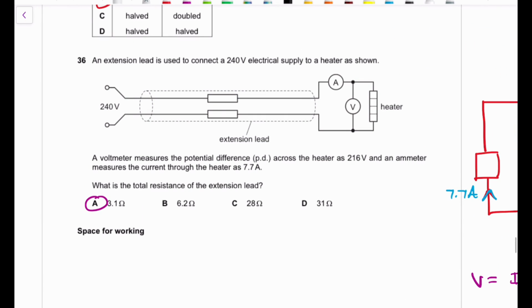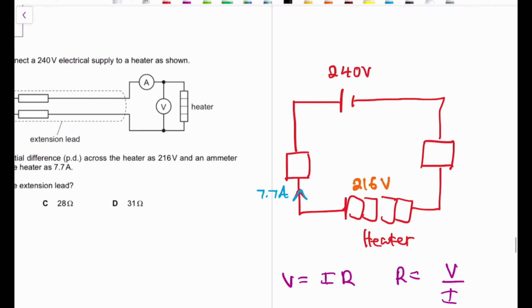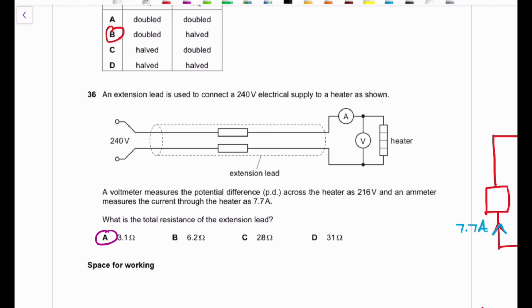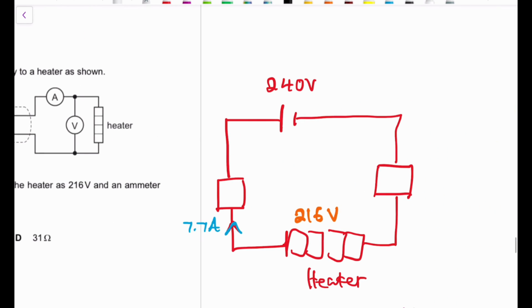Next question: given an extension lead that is used to connect a 240 volts electrical supply to a heater as shown. So we have an extension lead with a power source and we have that whole circuit shown, and a voltmeter that measures the potential difference as 216 and an ammeter that measures the current as 7.7. We've been asked to find the total resistance of the extension lead. Now guys, I want you to remember this as a very important fact, because if you look at this question, essentially what you can do is redraw this diagram.